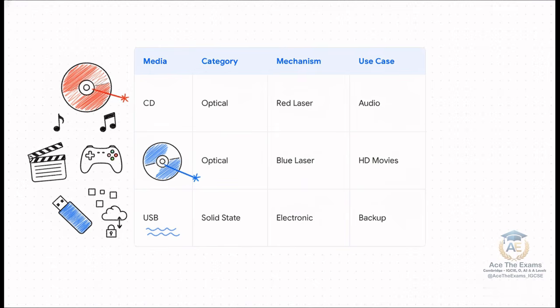CDs use a standard red laser, perfect for audio. Blu-rays use a higher density blue laser, perfect for HD movies or modern console games. And USB flash drives? Their durable electronic floating gates make them the absolute ultimate choice for portable backups.